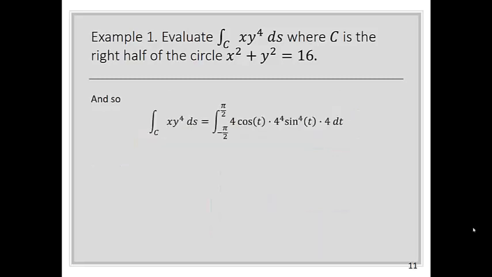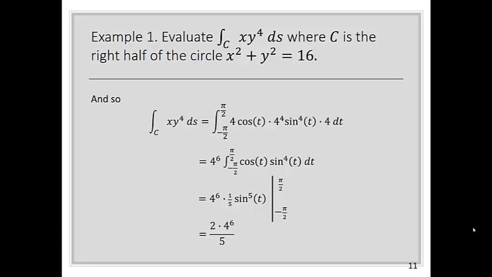So here we go. I'm going to pull out the 4s. We have 6 of them. So we have 4 to the 6th times our integral of cosine of t sine to the fourth. A simple u substitution tells us this integrates to 4 to the 6th times 1/5 sine to the fifth. We evaluate from negative pi over 2 to positive pi over 2, and our final answer is 2 times 4 to the 6th divided by 5.